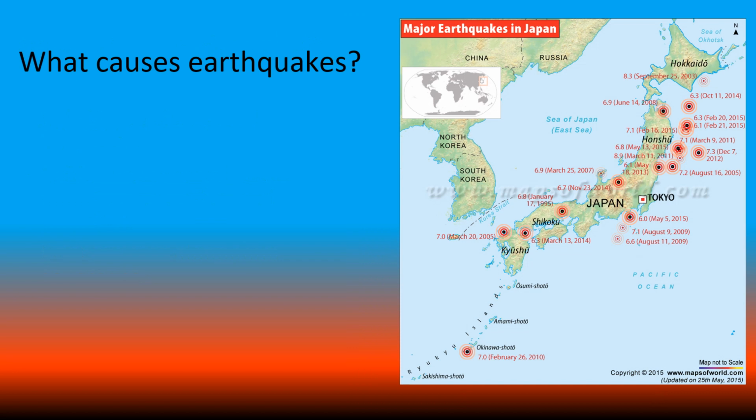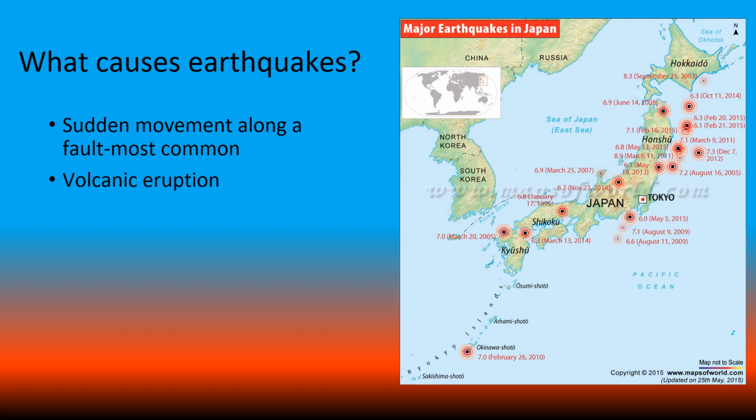So what causes earthquakes? Well, it's a sudden movement along a fault. That's the most common, okay? And that could be a normal fault, that could be a thrust fault, or that could be a strike-slip fault. These are the three types that we find. You can get earthquakes from volcanic eruptions, because volcanic eruptions are the buildup and sudden eruption of magmatic material, but also of gases and things like that. Subsidence from landslides or the melting of glaciers and things like that cause changes in the near-surface crust, and that can result in earthquakes as well.